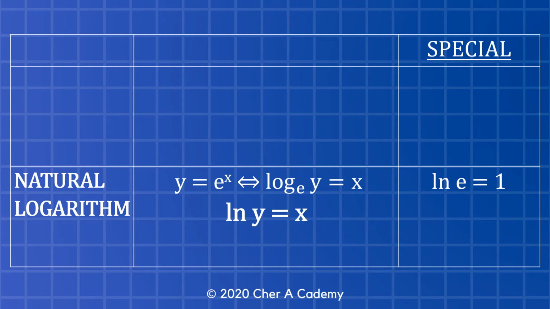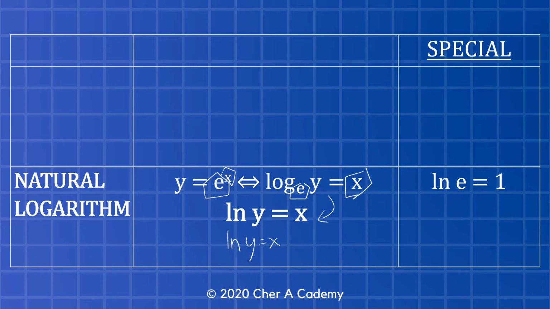Another log that we need to know is the natural log. The natural log is derived from y equals e to the power of x. So e is the base, which is here, and x is the index, the kite, which is on the outside in the log form. So log base e of y is equal to x. To write it in the natural log form, we will have ln, which is written like a letter L and n, y equals x.